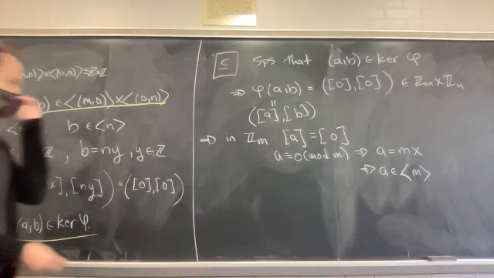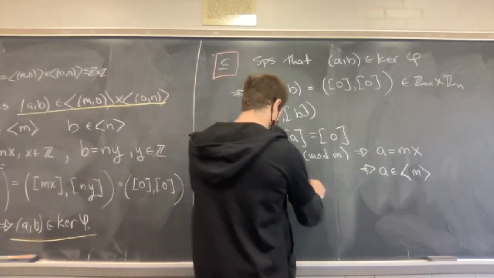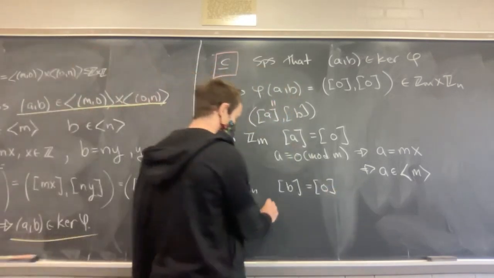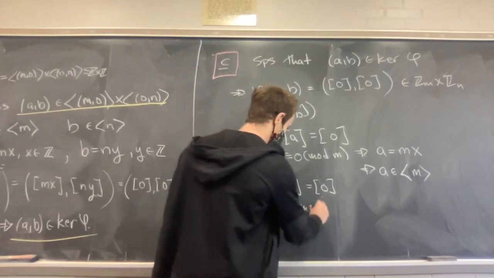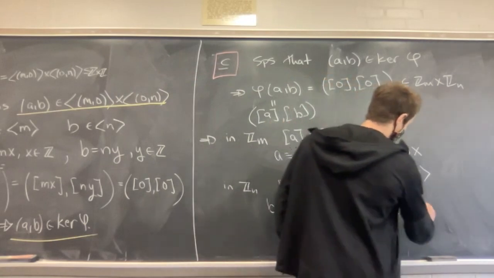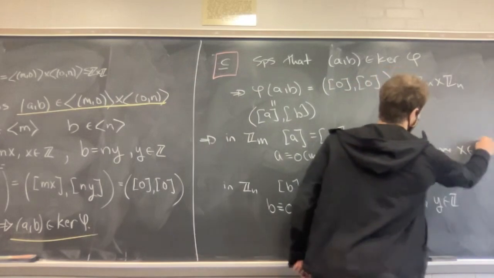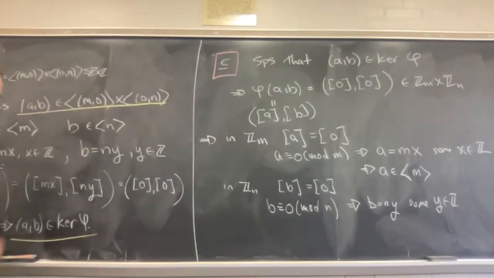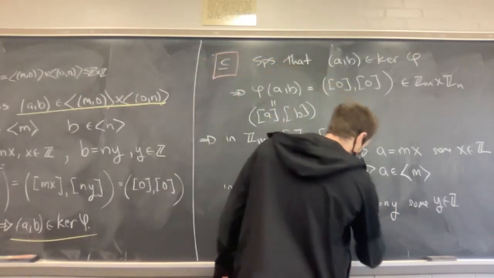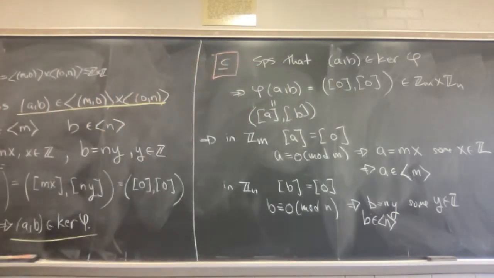Now we can do the same thing in Zn. So in Zn, equivalence class of B is going to be equal to equivalence class of 0 because of this line right here. But that means that B is congruent to 0 mod N. But that means that B is equal to ny. And I should be putting here for some y, which is an integer. And this is for some x, which is an integer. But now, B being a multiple of n means that B is inside the cyclic subgroup generated by n, inside the integers. Okay.